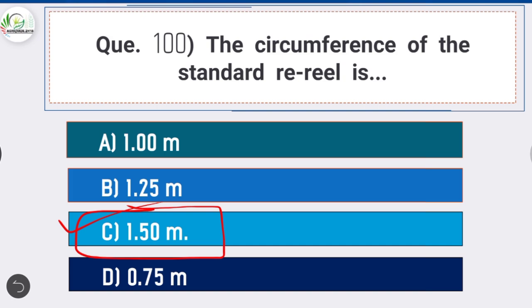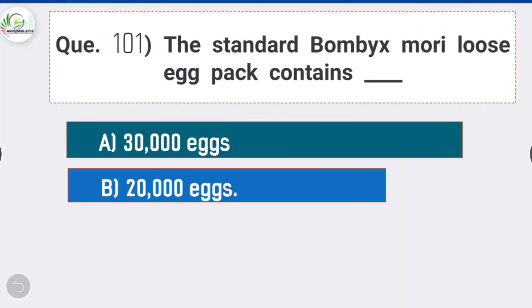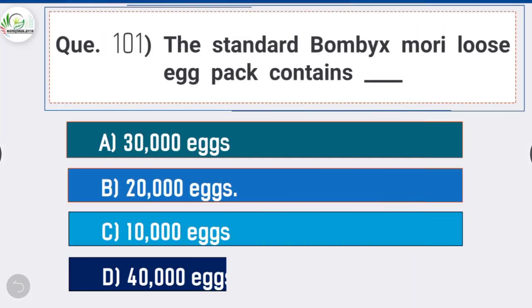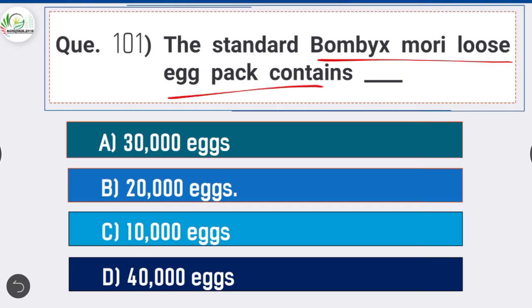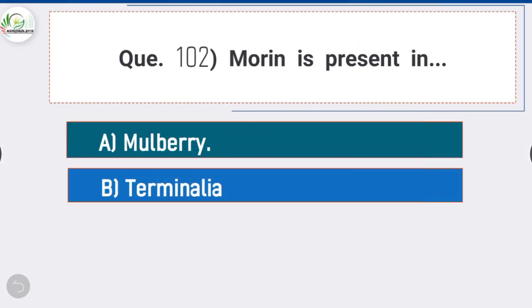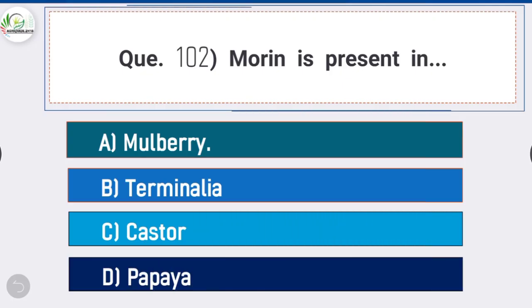Question number 101. The standard Bombyx mori loose egg pack contains, option B is the correct answer, 20,000 eggs. The standard Bombyx mori loose egg pack contains 20,000 eggs. Question number 102. Morin is present in, correct answer is mulberry. Morin is present in mulberry.